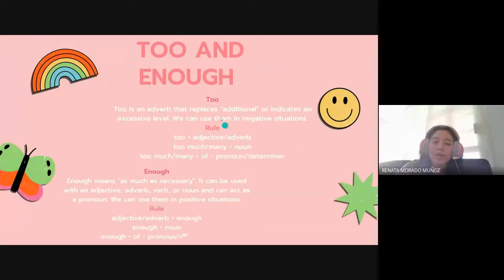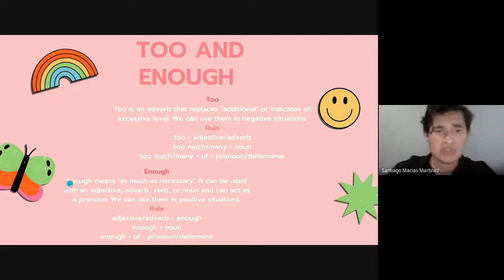Now we are going to talk about too and enough and the rules. Too is an adverb that indicates an excessive level. We can use it in negative situations. The rule for too is too plus adverb or adjective, too much or many plus noun, too much or many plus of plus pronoun or determiner. For enough, enough means as much as necessary.